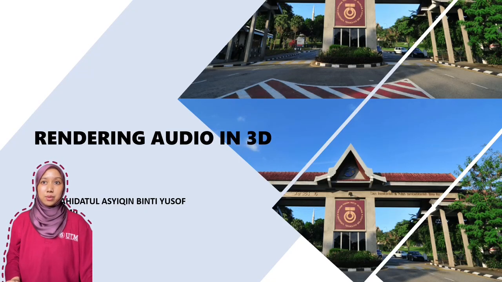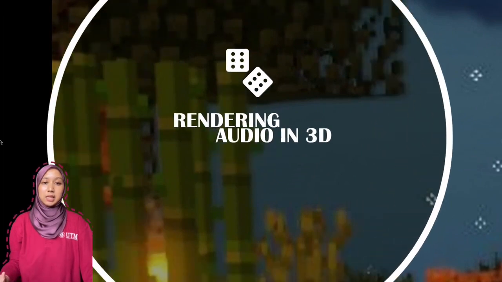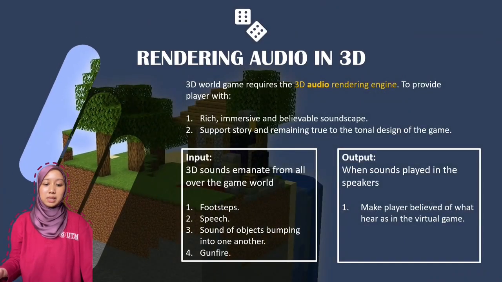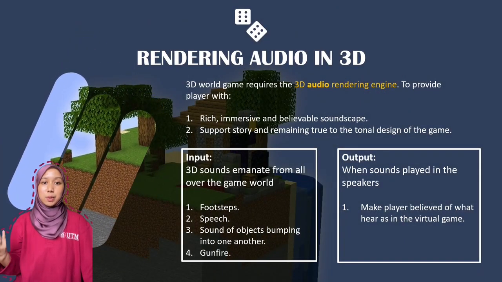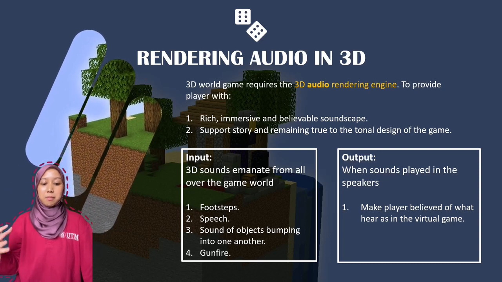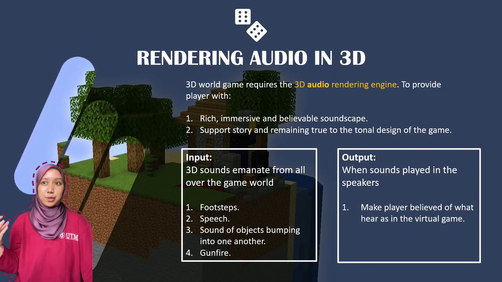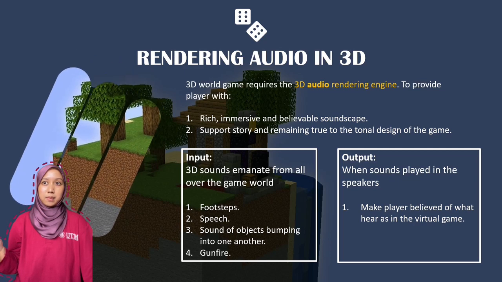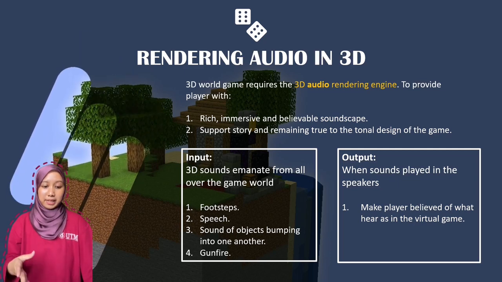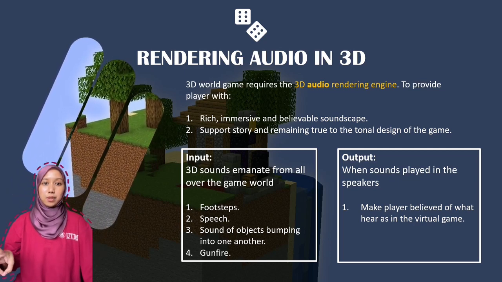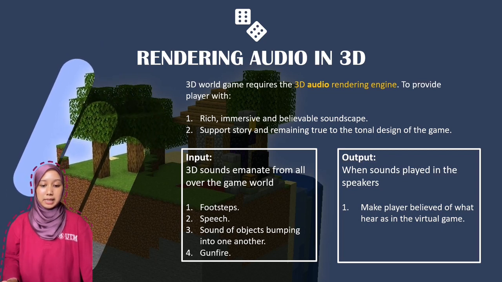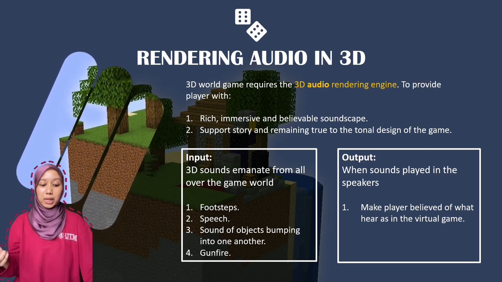In this video, I'm going to talk about a book that I have read under the topic of rendering audio in 3D. Basically, in a 3D game world, we need the 3D audio rendering engine. This is because we want to make the game more immersive and also make the player perceive the game when they play. There are two types of elements in the 3D audio rendering engine: the first one is input, and the second one is output.